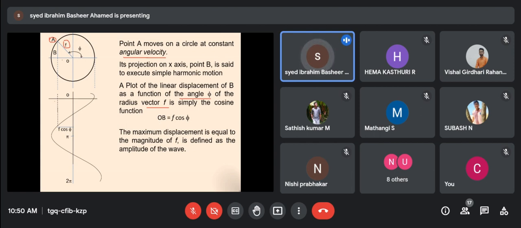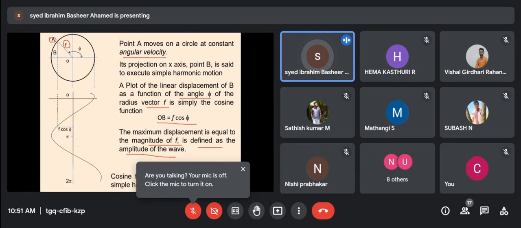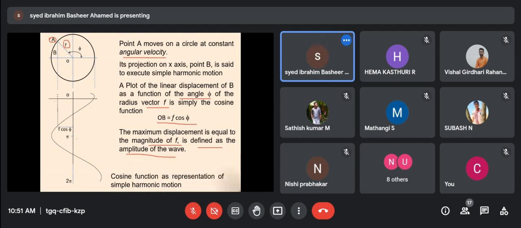So I can say OB is equal to f cos phi. The maximum displacement is equal to the magnitude of f, which is defined as the amplitude of the wave. So the maximum displacement is the amplitude of the wave. Here this is the cosine function as a representation of simple harmonic motion.